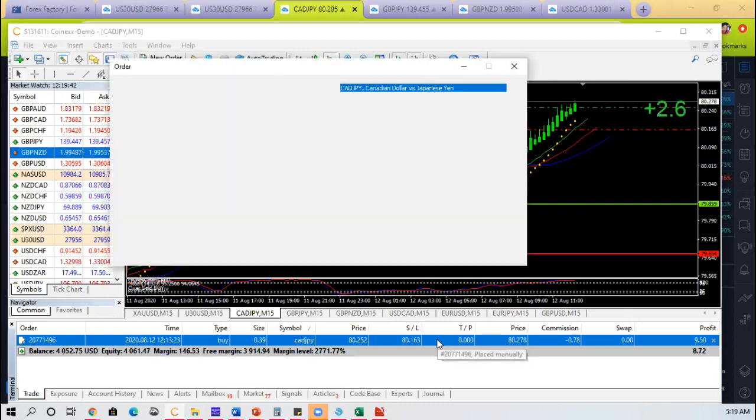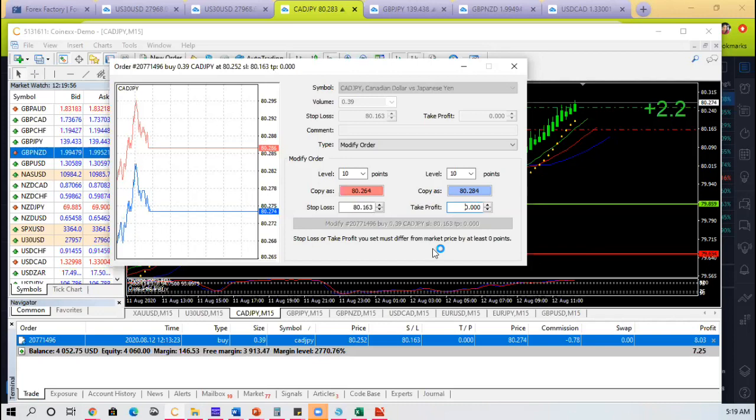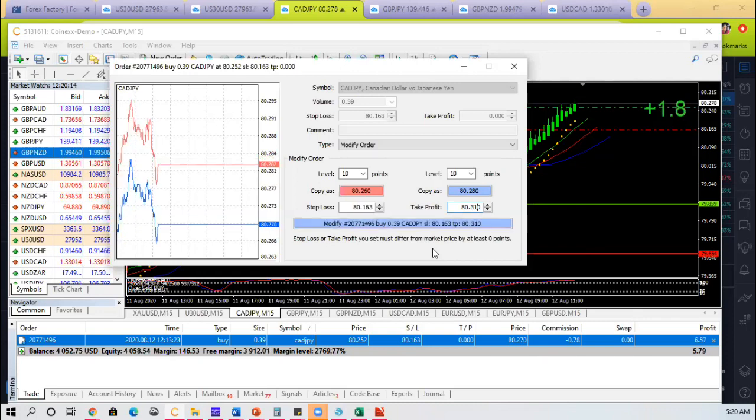Double click, come to the take profit, and I'm going to put in this very top number right here, but then I'm going to move it up because it's not showing that exact number that I need it to be at. And that's the good thing about MetaTrader 4, you can put your stop loss and your take profit wherever you want it to be. Okay, so the take profit 80.315.